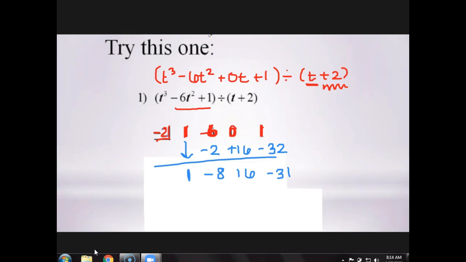If the original is t cubed, and you divide it by t, then you're taking a variable away. So t cubed over t would become t squared. These coefficients now take 1 less power than the original. So this is 1t squared minus 8t plus 16 minus 31 over t plus 2.